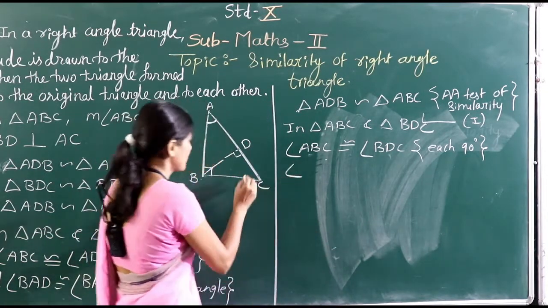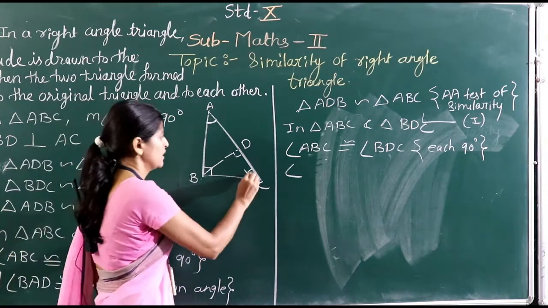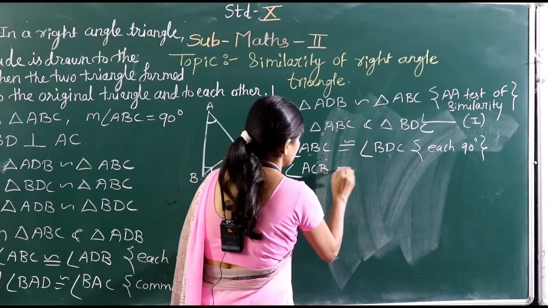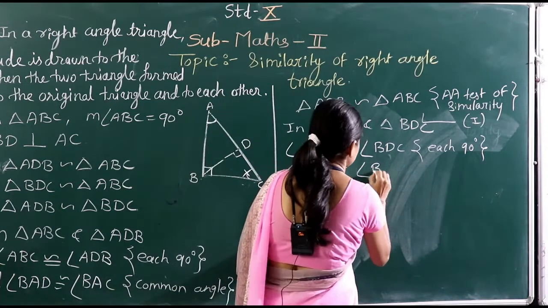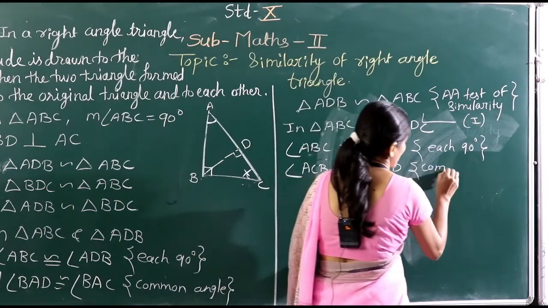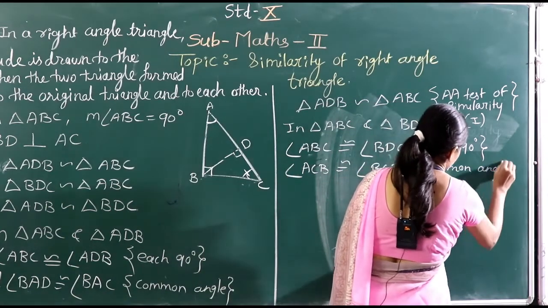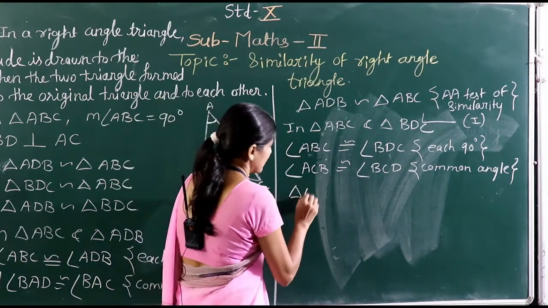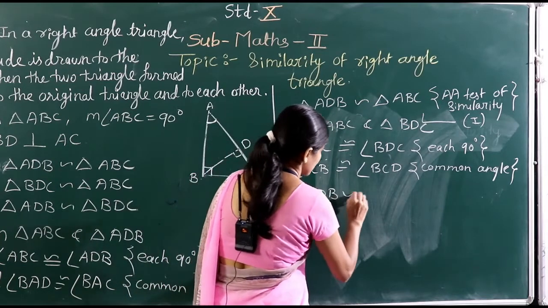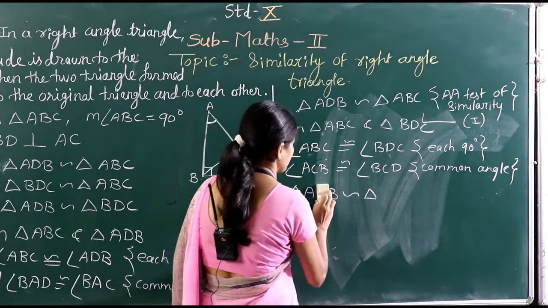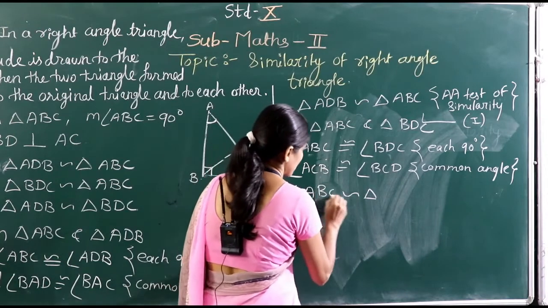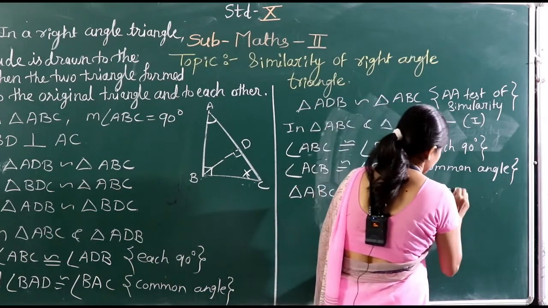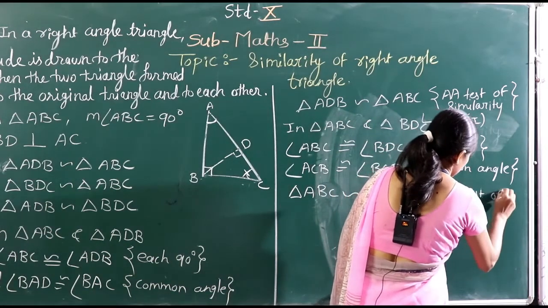Second point is that angle C is common in both the triangles. That's why we write here angle ACB is congruent to angle BCD. Reason is common angle. Therefore, by again the AA test of similarity, triangle ABC is similar to triangle BDC. By which test of similarity? By the AA test of similarity.